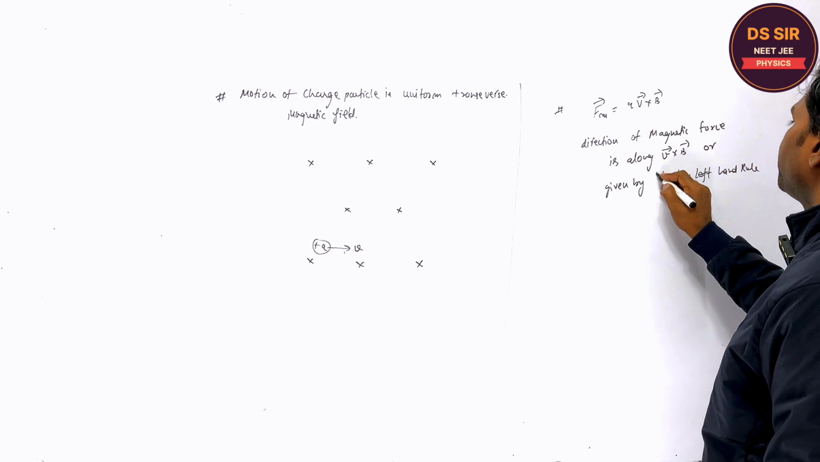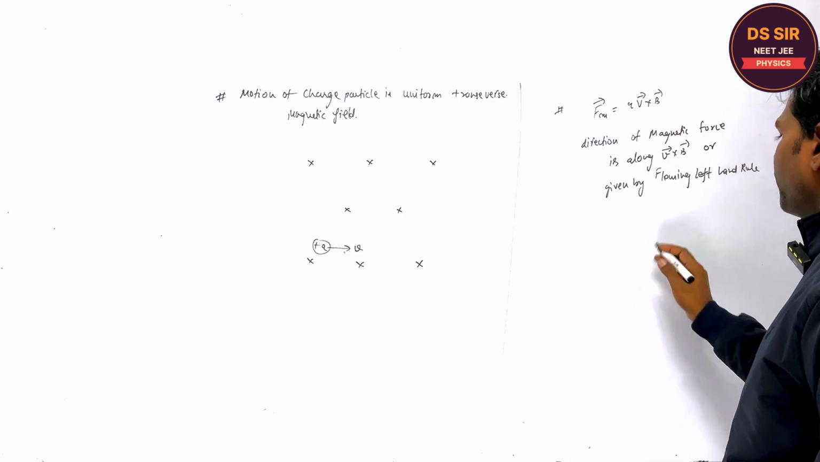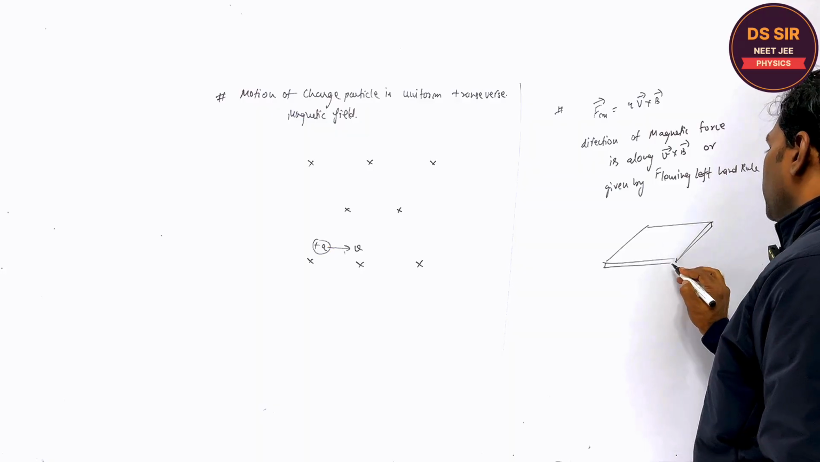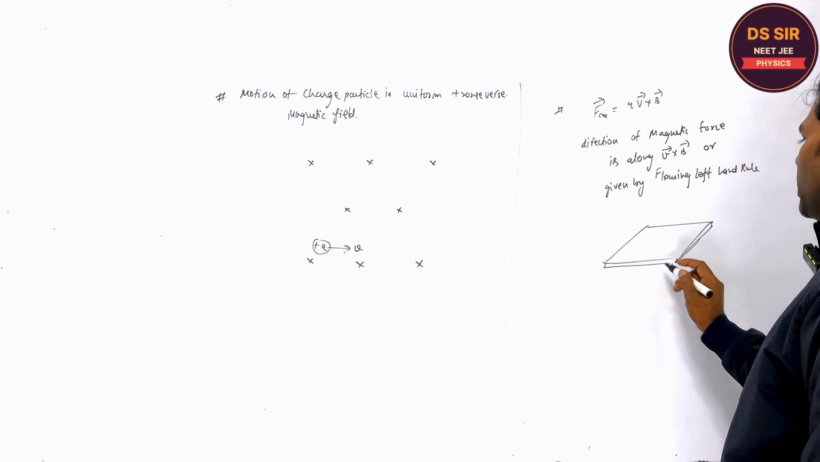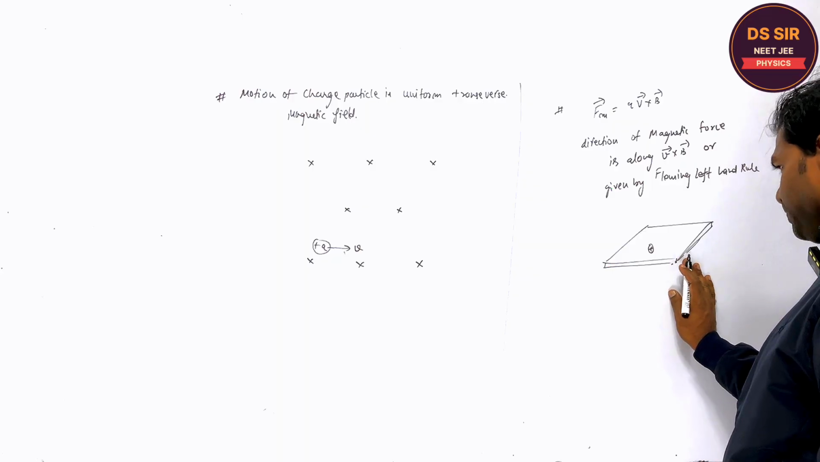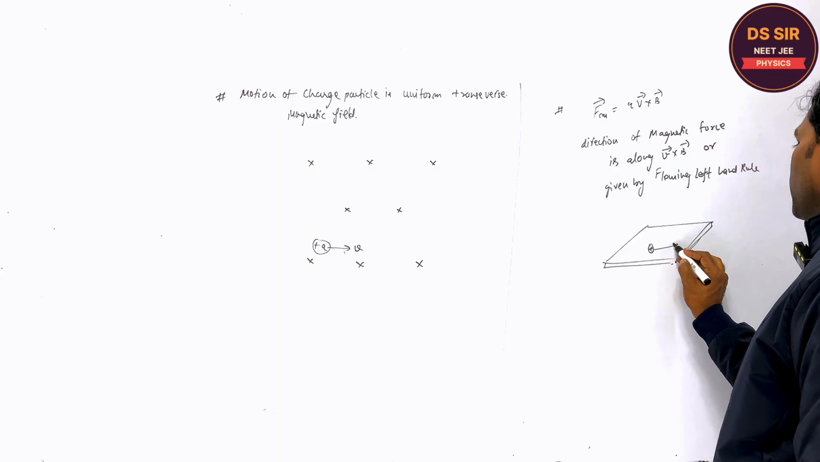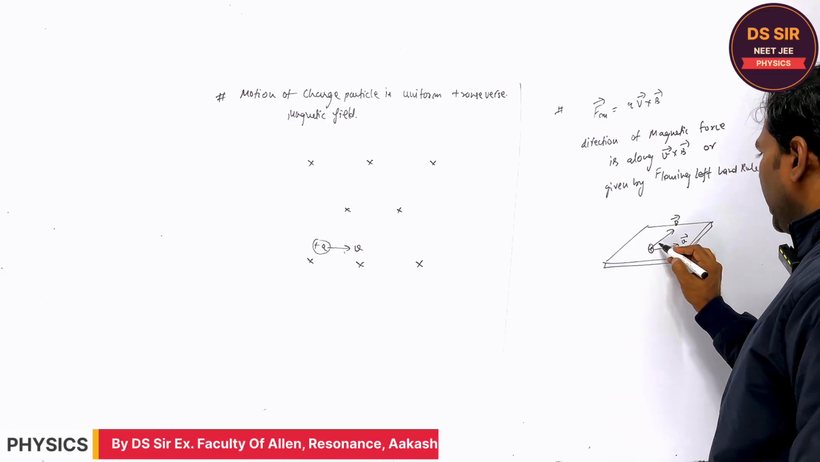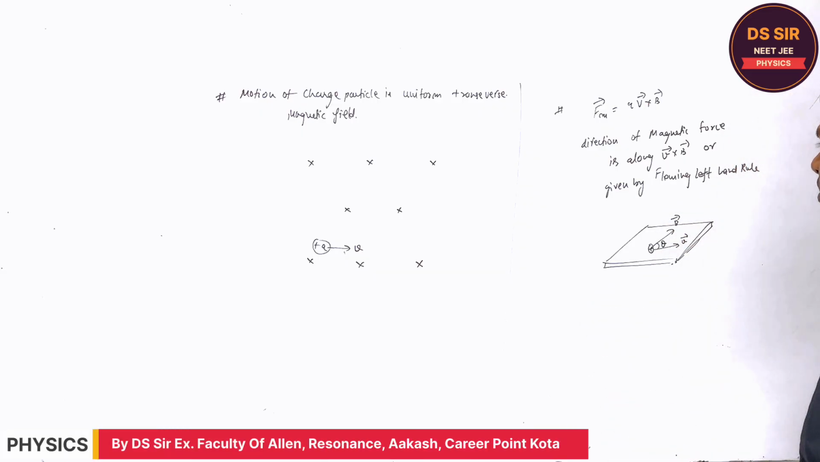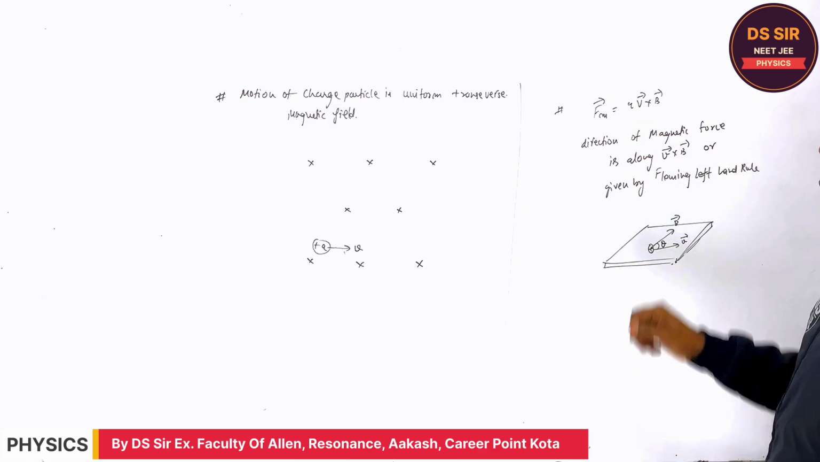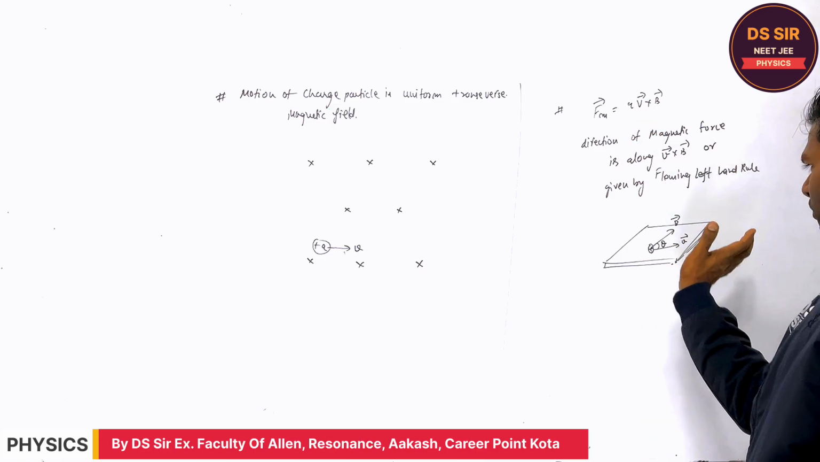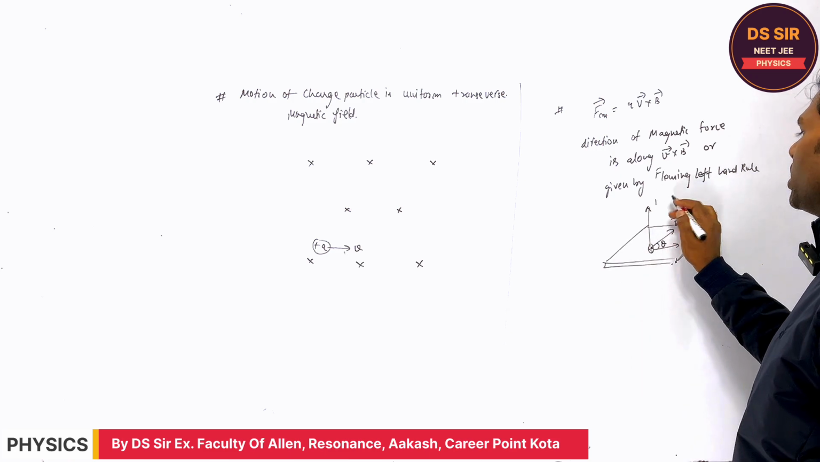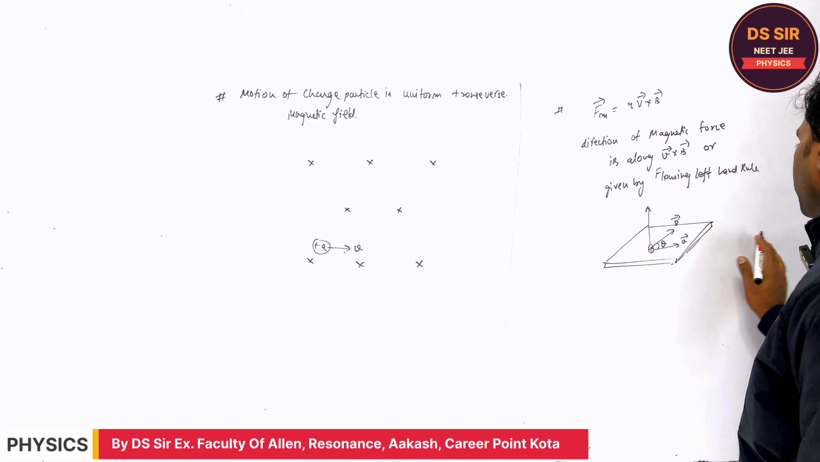Listen, suppose this is the plane, are you getting or not? This is the plane. If this is the charged particle q, and this is the velocity vector, and this is the B vector, and the angle between them is theta, what is the direction of v cross B? The v cross B is along this direction.